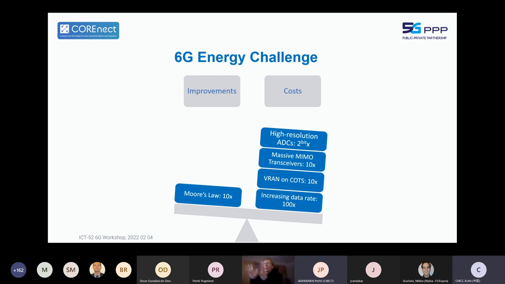We need more resolution ADCs, analog digital converters. We need massive MIMO. We need virtualization of the radio access network. We just heard a lot about it this morning. And we want to increase the data rate 10x every 5 years. So for 6G means 100 times higher. Not 1,000, not 10, 100.